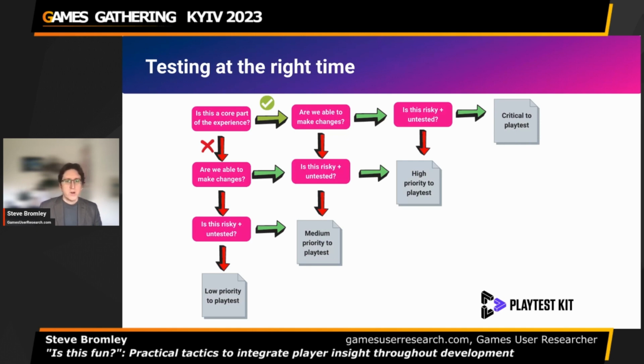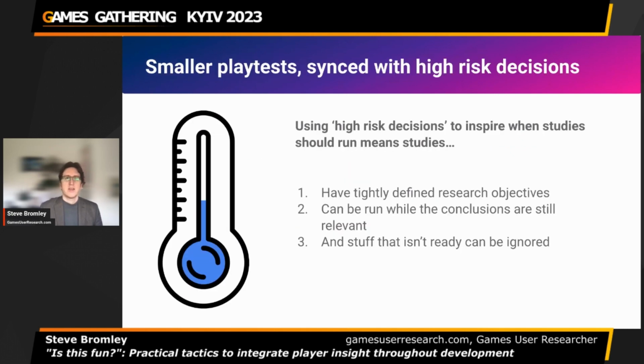And from that, rank what you need to be playtesting when. So I guess the ethos of this section is, rather than doing those big playtests that want to learn everything at their milestones, more successful teams are looking towards smaller playtests synced with when they're making high-risk decisions. Because they're using those high-risk decisions to inspire when the playtests run, that means that they can have very tightly defined research objectives. They're very clear what they want to learn from that playtest, and so it's actually going to be useful.